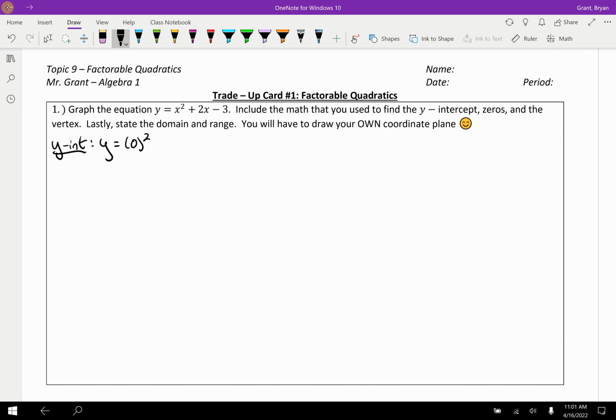We've done this before. Or, and you can see it right now, you could have just looked at the c value and said that the y-intercept is -3. I always like to write it as a point, though. We input 0, we got an output of -3. Next up, we want to find the zeros, which is a fancy way to say the x-intercepts. To do that, we replace the y with 0. So 0 equals x squared plus 2x minus 3.